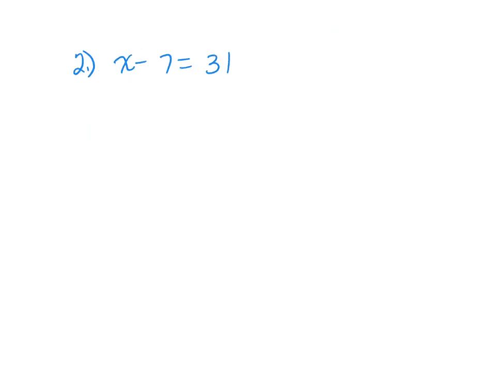For example number 2, notice that 7 is being subtracted from x. So the inverse operation of subtracting 7 would be adding 7. So we're going to add 7 to both sides. Make sure you do the same thing to both sides so your equality remains true. And then subtracting 7 and adding 7 cancel each other out. So that means x remains on the left and we get 38 on the right.